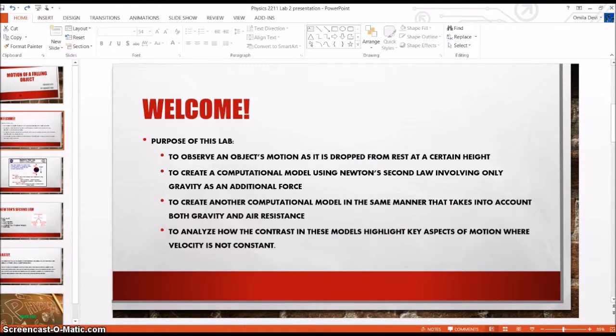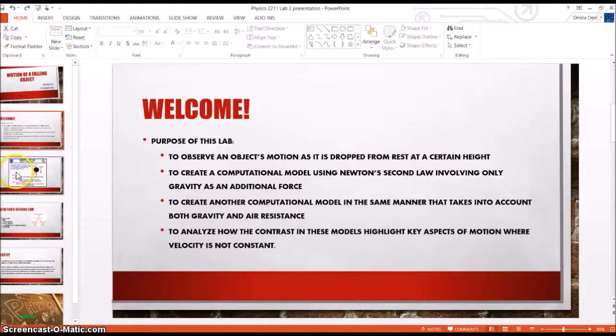1. To observe an object's motion as it is dropped from rest at a certain height. 2. To create a computational model using Newton's second law, involving only gravity as an additional force. 3. To create another computational model in the same manner that takes into account both gravity and air resistance. And 4. To analyze how the contrast in these models highlight key aspects of motion where velocity is not constant.